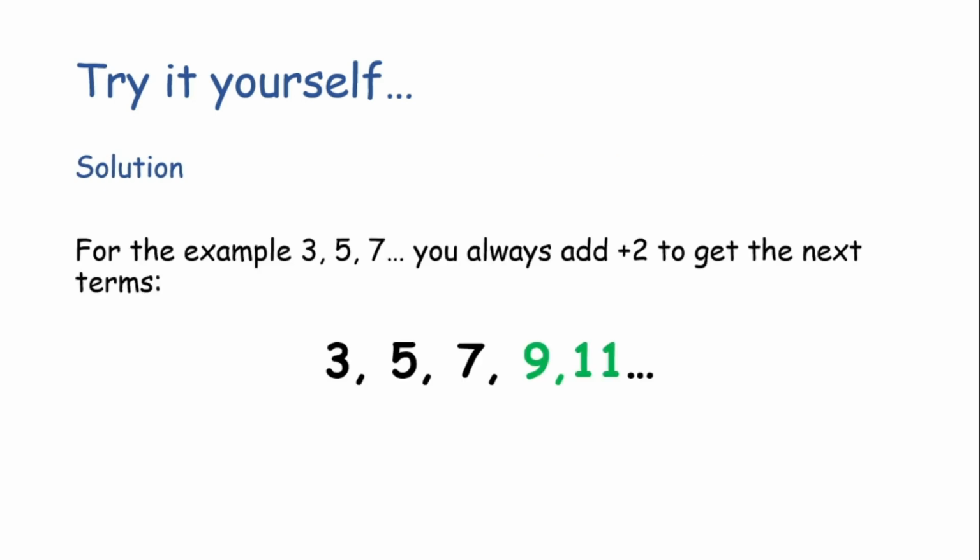Welcome back. Let's take a look at the solution. We were given the sequence 3, 5, and 7, and we were asked to find the next two terms. Here we see that we need to add 2 to get the next two terms in the sequence. That is, we add 2 to 7 to get 9, and then we add 2 to 9 to get 11, and these are our next two terms.